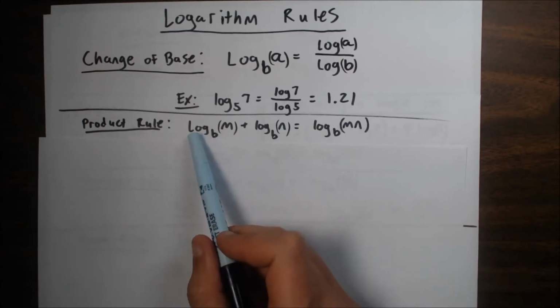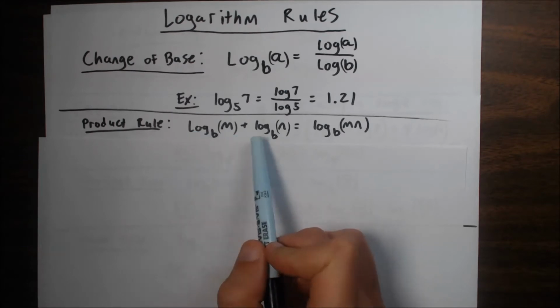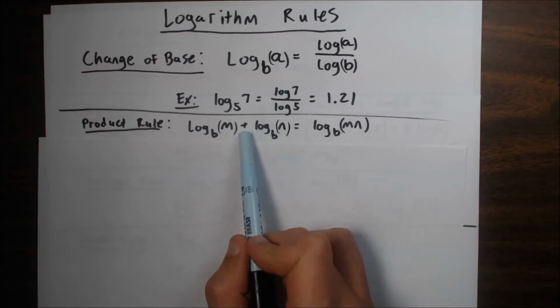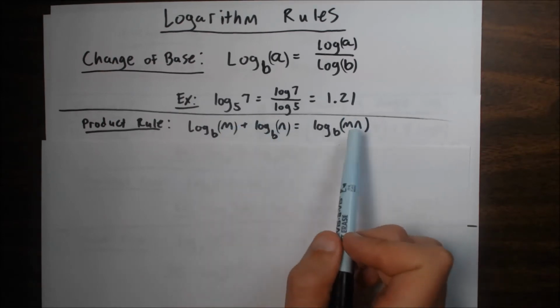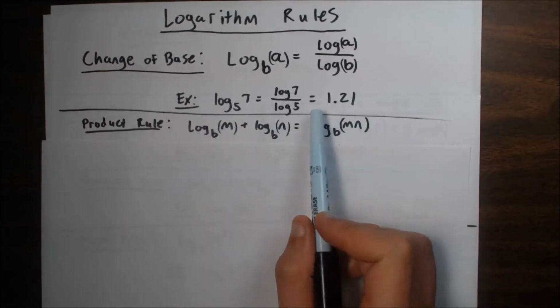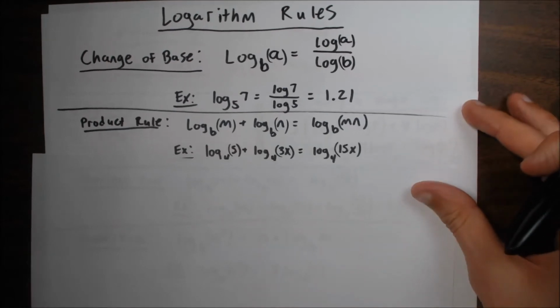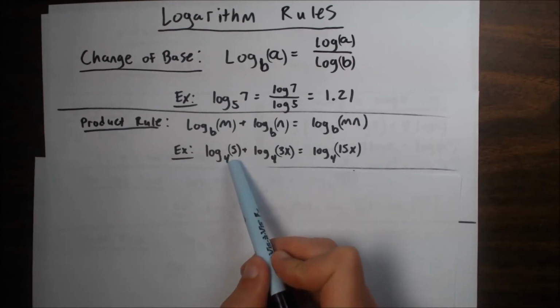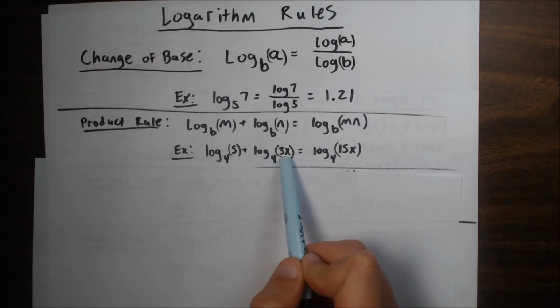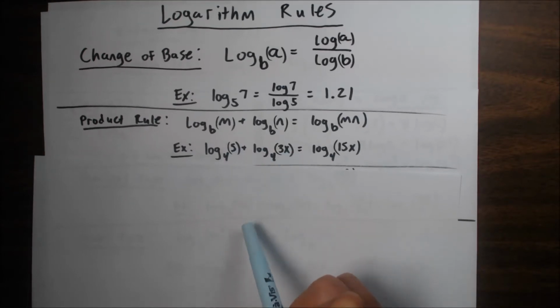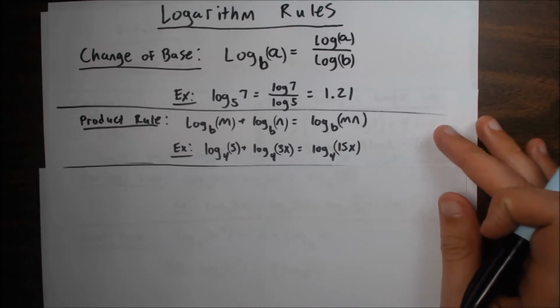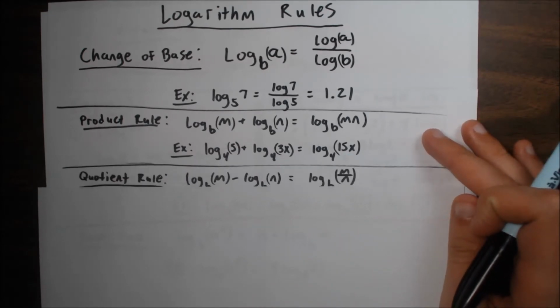What we're saying is if you have a log of something and a log of something else that you're adding together with a common base, we can multiply what's inside those logarithms together and write it as one logarithm. So for example, log base 4 of 5 plus log base 4 of 3x. I can add these together and put them into one logarithm by multiplying what's on the inside, which is 15x. Remember to pause it and rewind it, play it again if you need to.